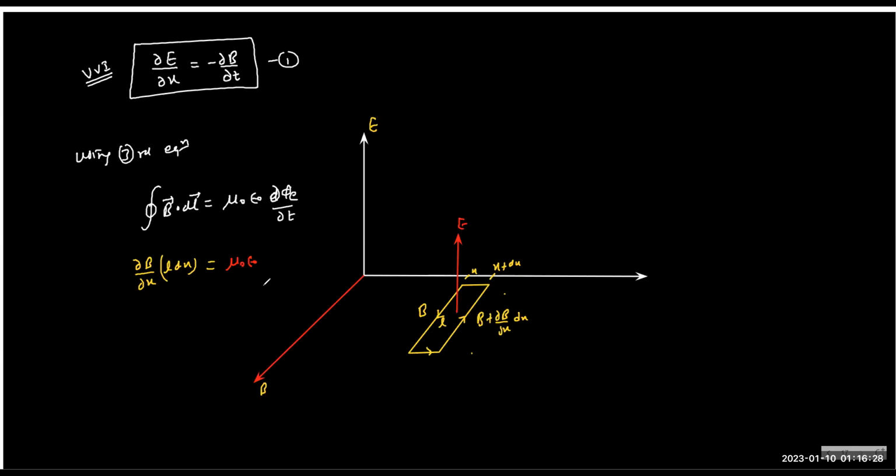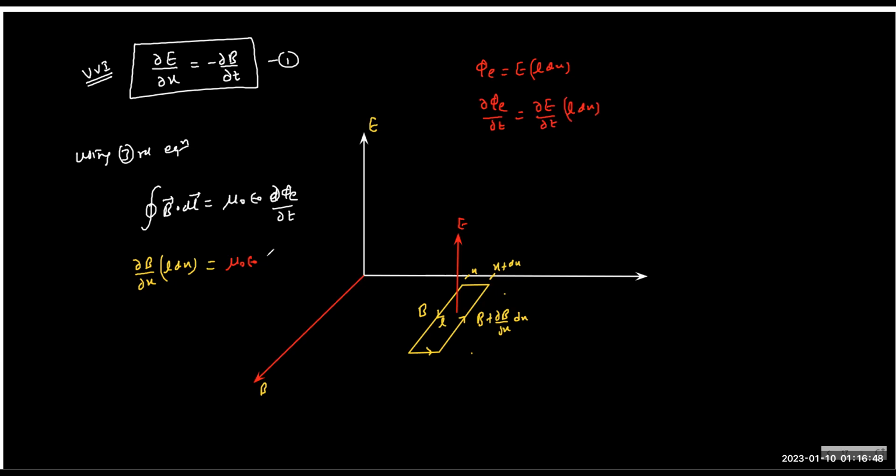Come on, what is the flux part? E into L dx. Yes. So the electric flux will be E into L dx. Therefore, the del phi by del t I have to write as del E by del t L dx.